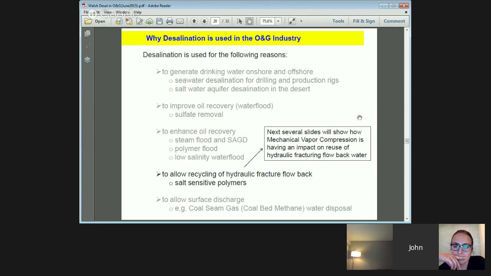So in hydraulic fracturing, as I'm sure you know, a polymer is injected into the ground at very high flow rates and pressures in order to fracture the shale and open it up for oil and gas production. The hydraulic fracturing fluids are immediately flowed back to the surface, and then they must be processed.